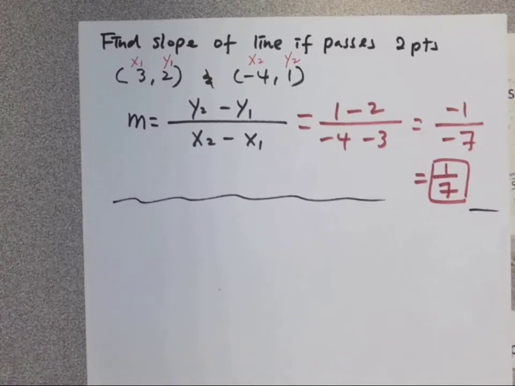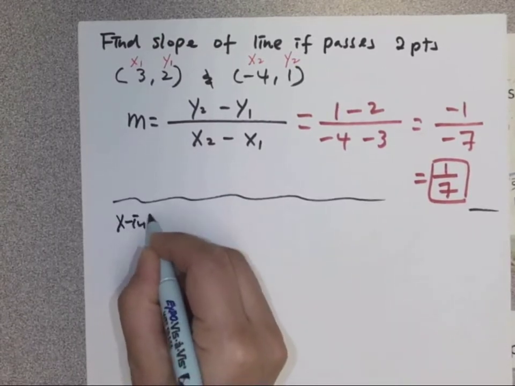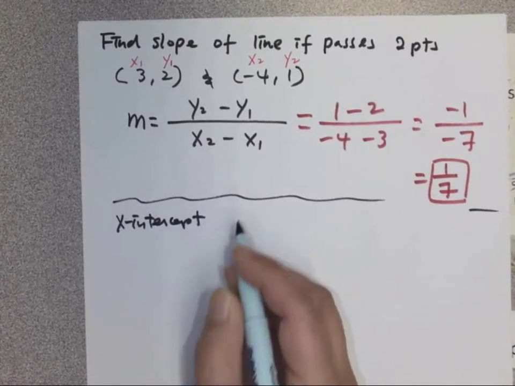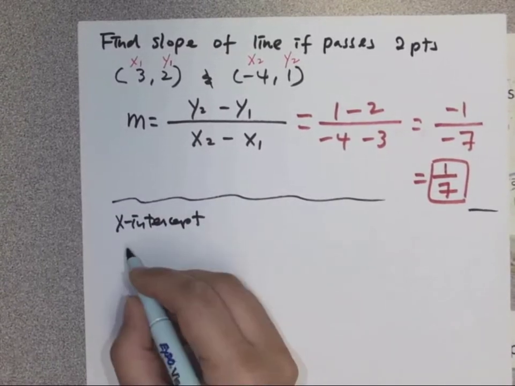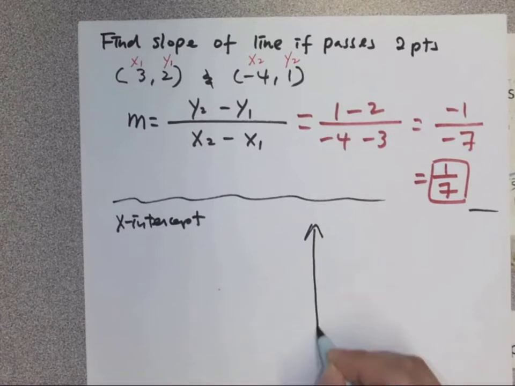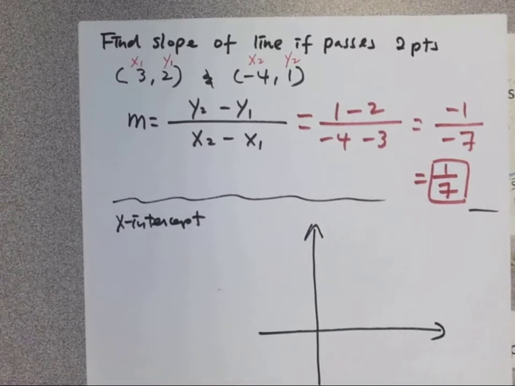Okay, so the very last one on the competency exam that you need to know is finding x and y intercepts. So what are x and y intercepts, first of all? They are where the graph crosses the x and y axes. The x-intercept is where it crosses the x-axis, and the y-intercept is where it crosses the y-axis.